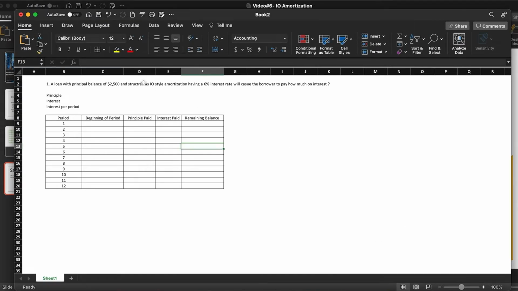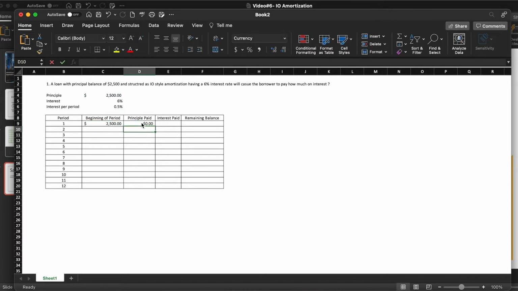Here we go. So the principal would be $2,500. We have an interest of 6%, and we have to figure out how much we're paying on interest per period. So that will be 6% divided by 12. So that will be 0.5%. There we go. So beginning of the period, we have $2,500.